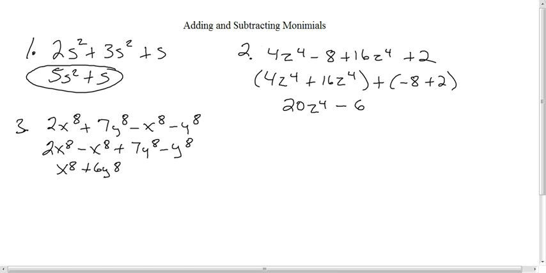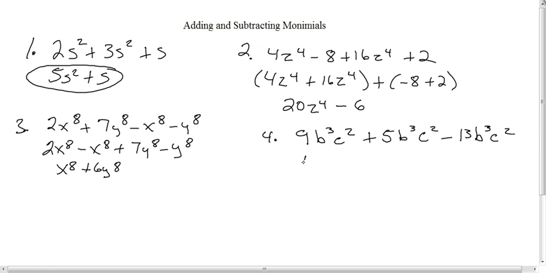One more problem, and we'll use this as problem 4. Let's take a look at 9b to the third c squared plus 5b to the third c squared minus 13b to the third c squared. Well, b to the third c squared, those are my like terms. So no need to rearrange. Let's just go ahead and combine them. I have 9 plus 5, which is 14.